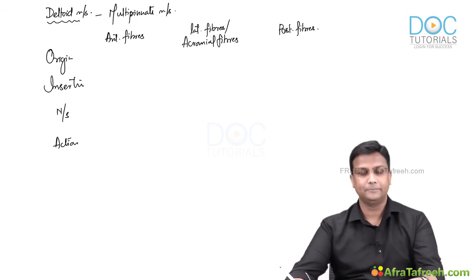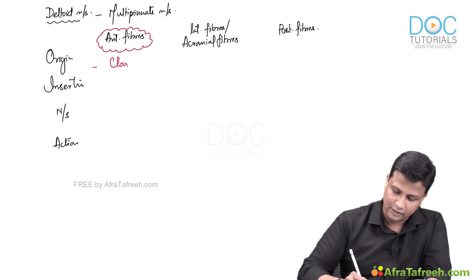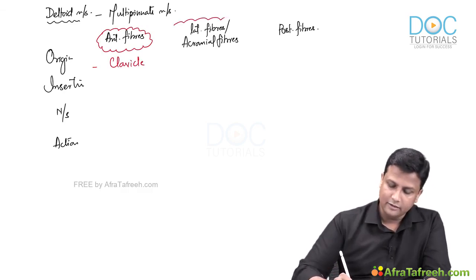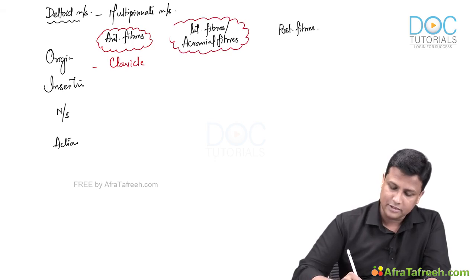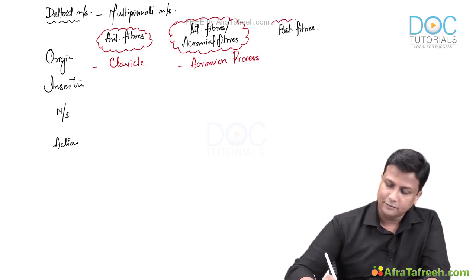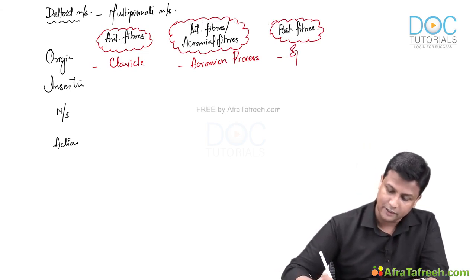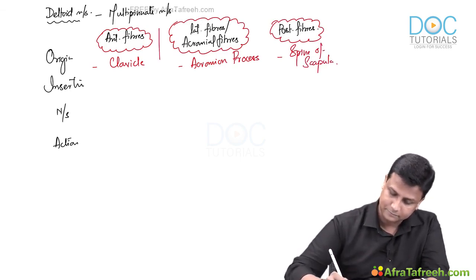Posterior fibers of deltoid. Now, out of this, the anterior fibers of deltoid will be originating from where? These will be originating from the clavicle. The lateral fibers of deltoid, from the name itself we can understand, will be originating from the acromion process. And finally, the posterior fibers of deltoid, where are they going to begin from? They are going to originate from the spine of scapula. From the spine of scapula, guys.